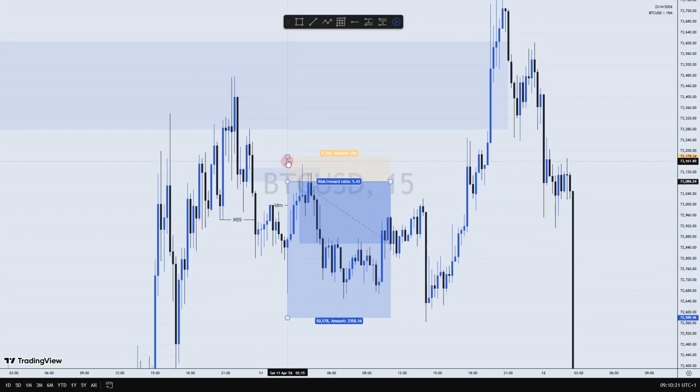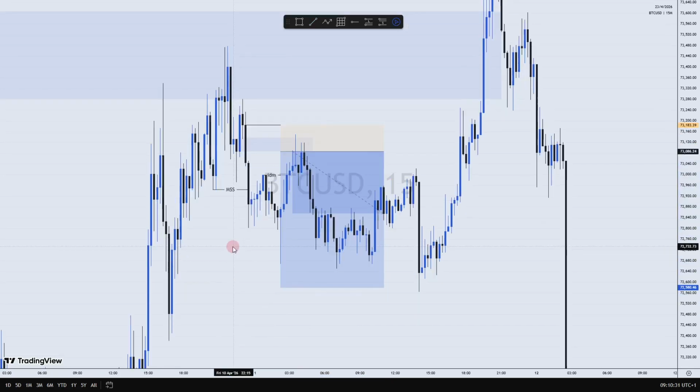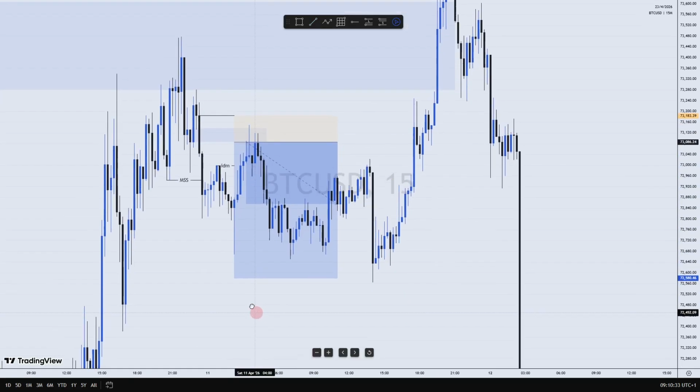Me, I'll place my stop loss here. Another thing I want you to learn is not being greedy. It's not about not being greedy, it's about knowing the target of the market.